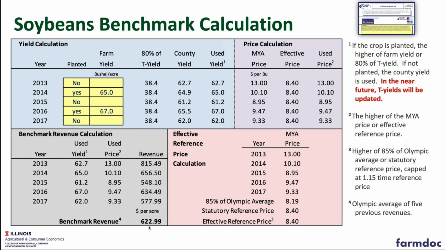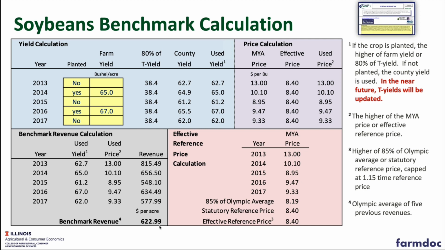Do the same calculation for soybeans. In my example here, 65 bushels were planted in 2014, 67 in 2016. Again, for the years in which the crop was not planted, it will use the county yield. This happens to be LaSalle County's county yields, trend adjusted, by the way. Do the same calculations. They take that times either the higher of the market year average price or the effective price. They're all above the effective reference price, and do a benchmark revenue calculation.